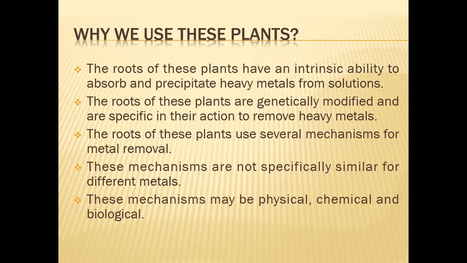The roots of these plants have an intrinsic ability to absorb and precipitate heavy metals from solutions. The roots of these plants are genetically modified and are specific in their action to remove heavy metals. The roots of these plants use several mechanisms for metal removal, and these mechanisms are not similar for different metals. These mechanisms may be physical, chemical, and biological.